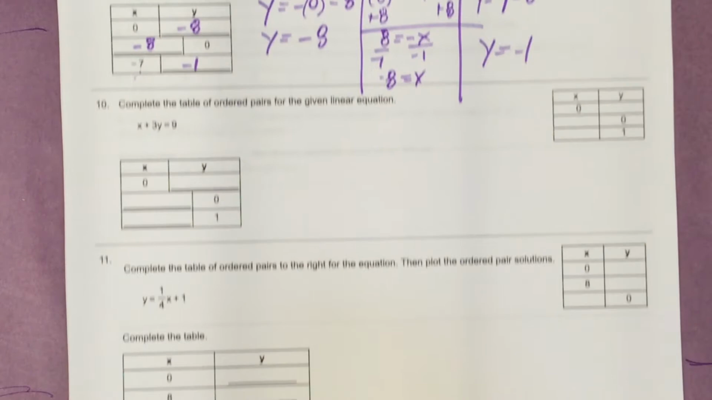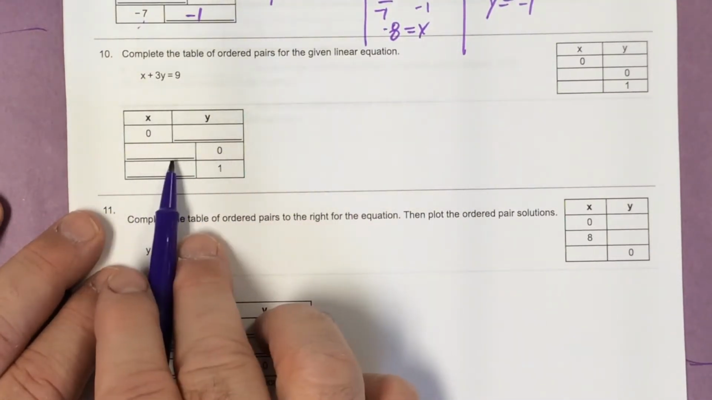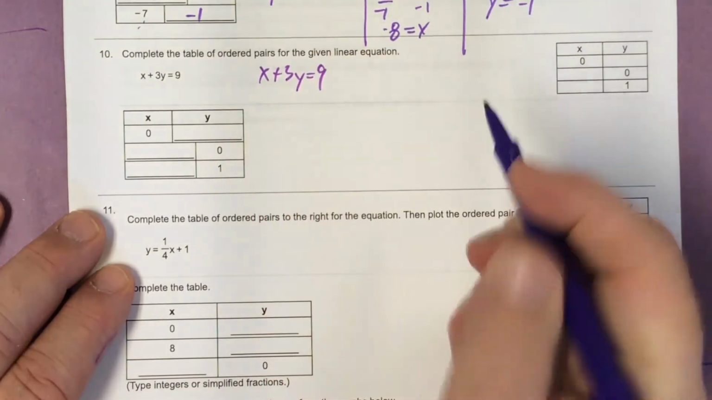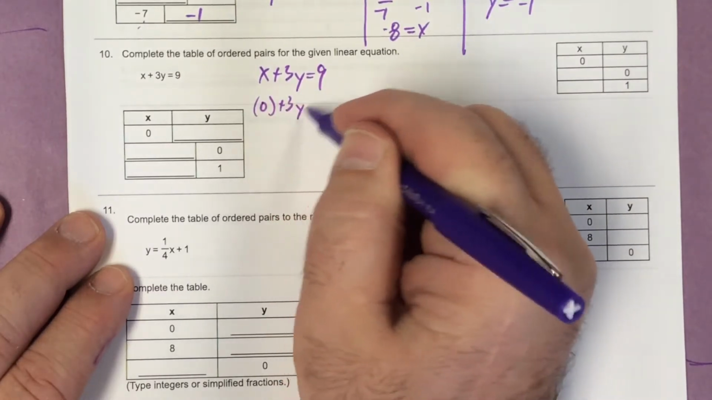Let's go ahead and look at question 10 now. We're going to have x plus 3y equals 9. We want to complete the table here. So we've got x plus 3y equals 9. Then we have x equals 0. So we have 0 plus 3y equals 9.